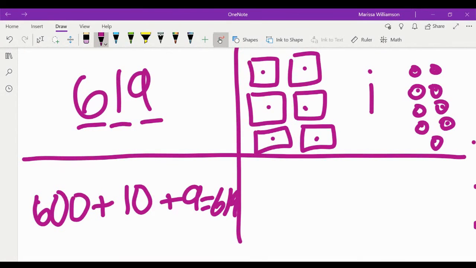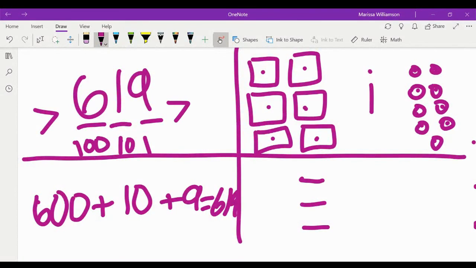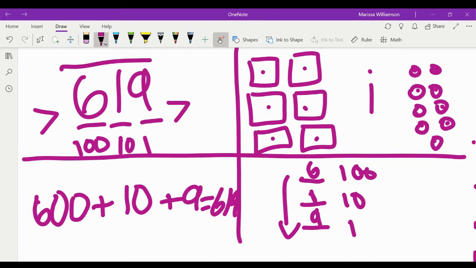And finally, we label our hundreds, 10s, and 1s. This is really easy because the answer is right there. We know that this is the hundreds, this is the 10s, and this is the 1s because it goes in order from biggest to smallest. So there are 6 100s, 1 10, and 9 1s. The way you can check that this is right is if you read it from top to bottom, it should be the same as when you read it up here from left to right. And that's how you write a number 3 different ways.